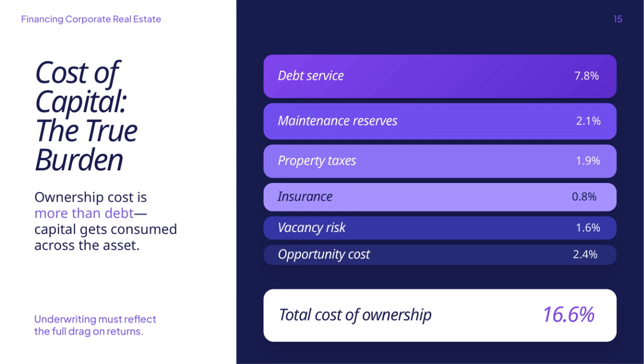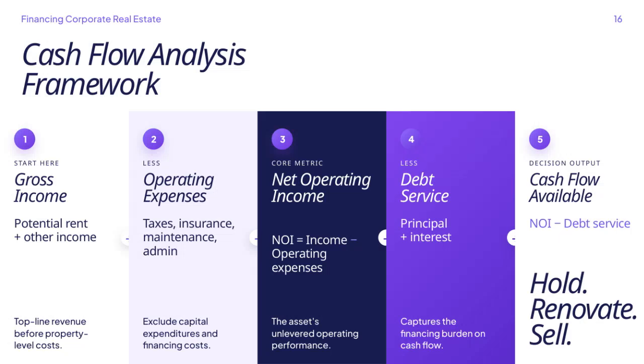corporate real estate. Let's start by looking at the top line revenue, which includes the gross income generated from potential rent and any other income sources related to property. This is where our analysis begins, understanding the total income before subtracting any property level costs. Next, we account for operating expenses. These include taxes, insurance, maintenance, and administrative costs. It's important to note that capital expenditures and financing costs are excluded here because they are treated separately.